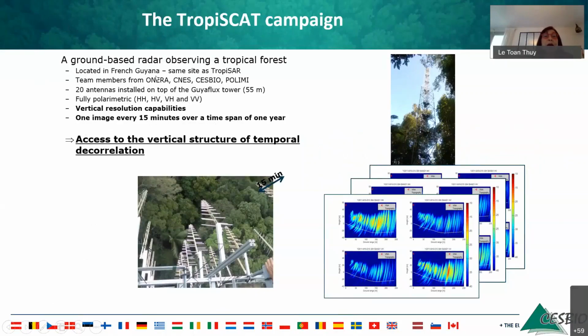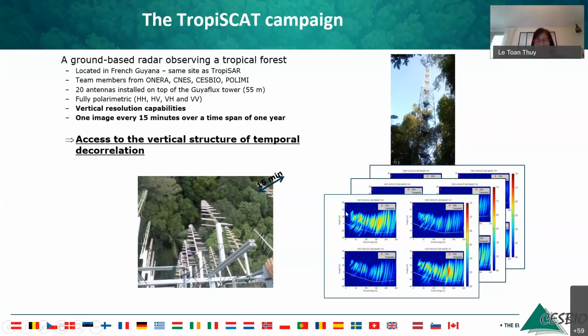It's in French Guiana, TropiScat. We do fully polarimetric measurements to have vertical resolution capability every 15 minutes over a time span of 1 year, in order to assess the vertical structure of temporal decorrelation. The first thing is to have the temporal decorrelation between the measurements, because the satellite repeat pass is maybe 3 days, or it can go back to 17 days, 1 month, etc. And so for each time, what we have is this one.